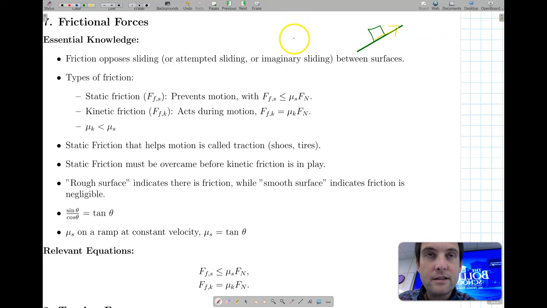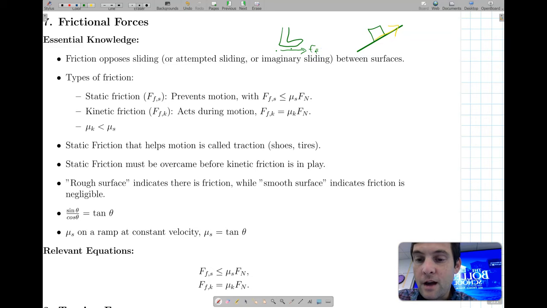Imaginary sliding is sometimes kind of hard. If you imagine walking on ice, where there's no friction, my foot would slide backwards. But if this were a normal situation, like on a sidewalk, my frictional force is pointing forwards.